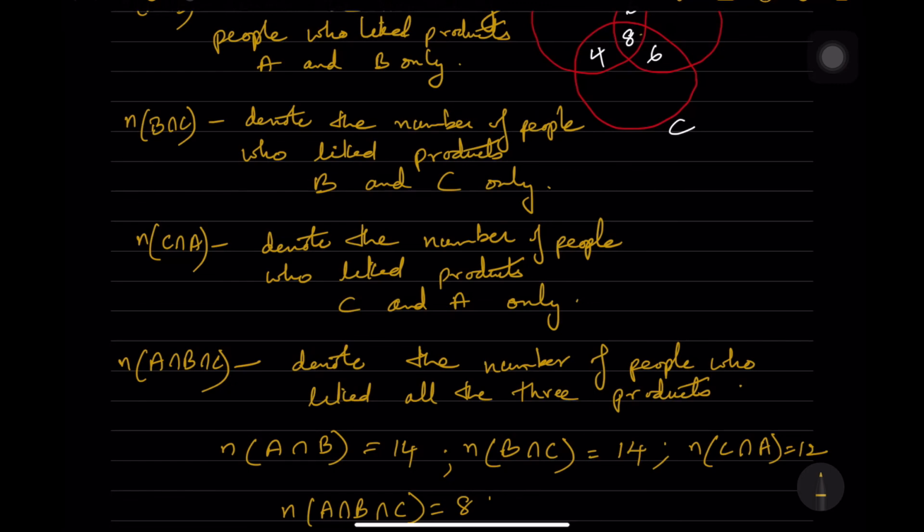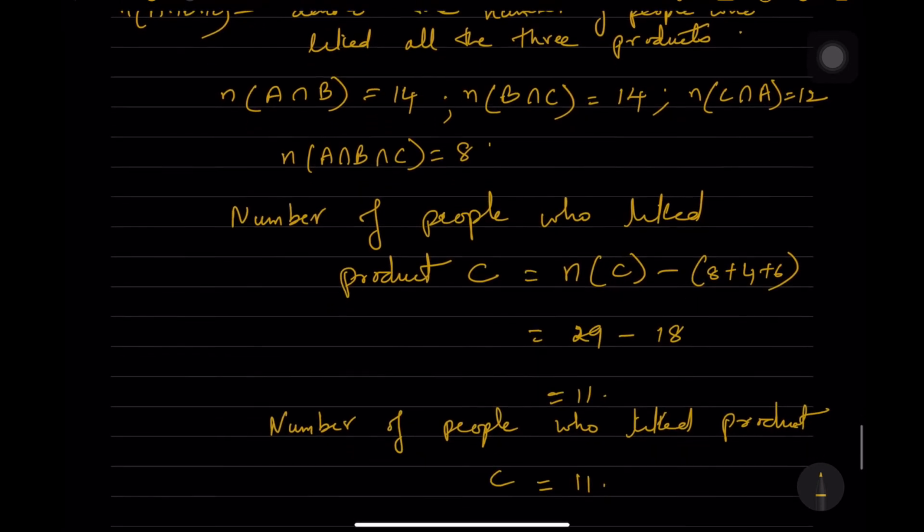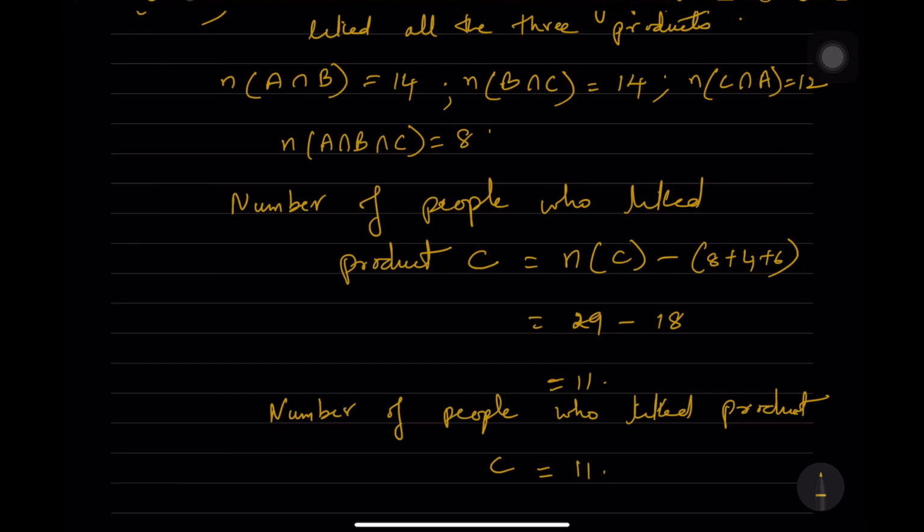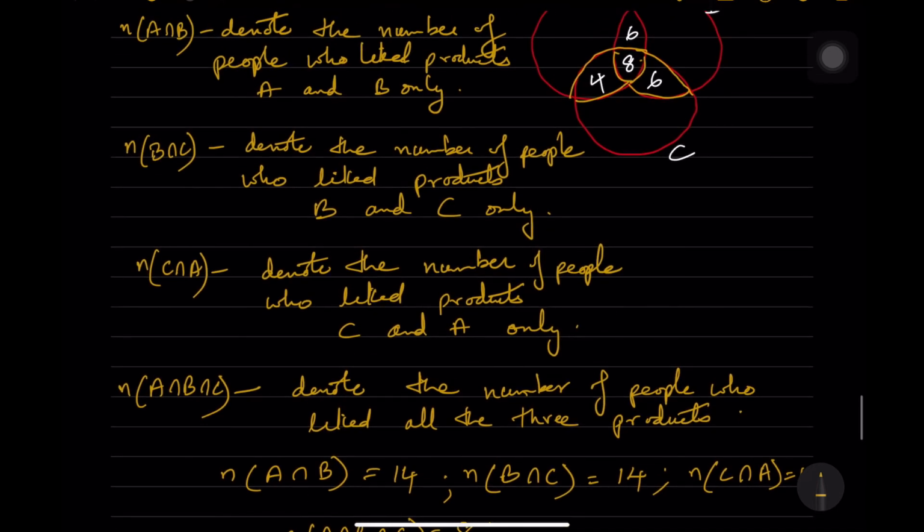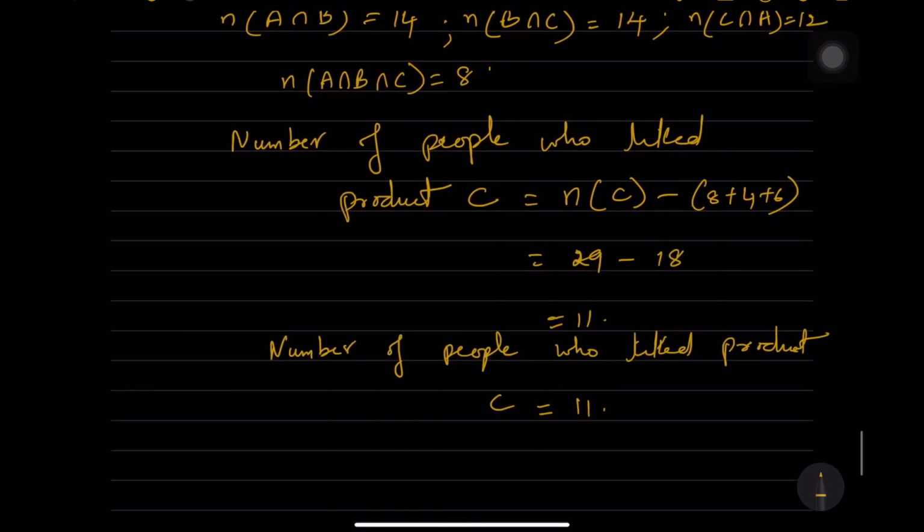If you remove this part which I have covered in yellow, that is the intersection of all three, B intersection C and A intersection C, whatever is there, we'll get the number of people who liked only product C. So n of C minus 8 plus 4 plus 6, all that I have written in yellow here. 29 minus 18 is equal to 11. So the number of people who like only product C is equal to 11.